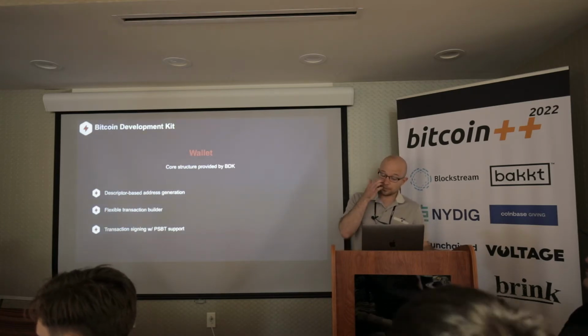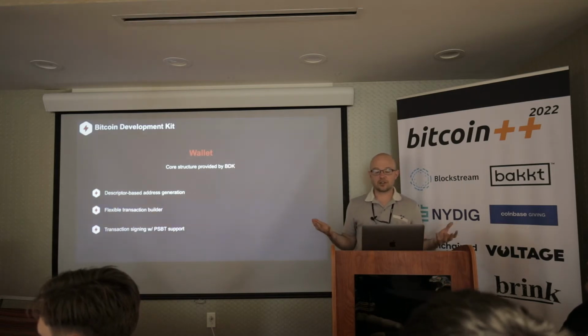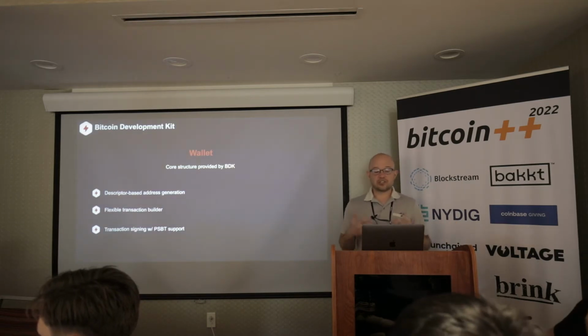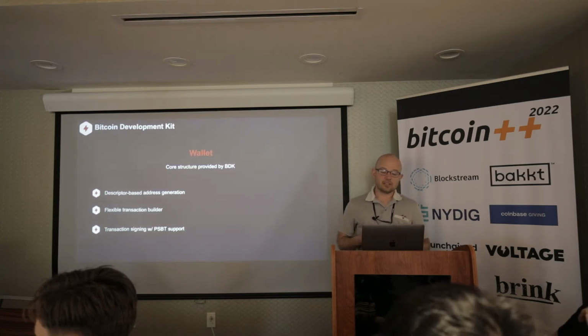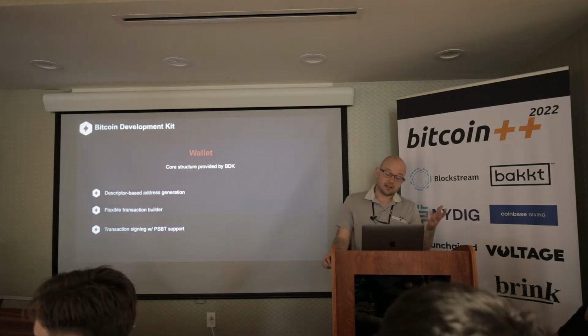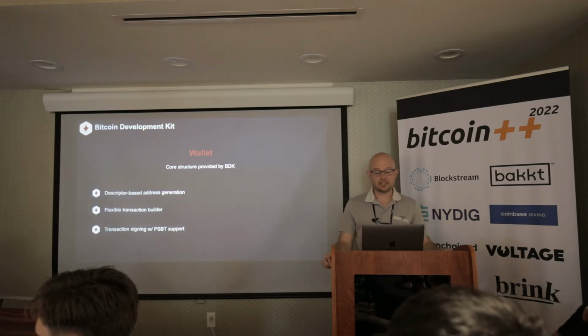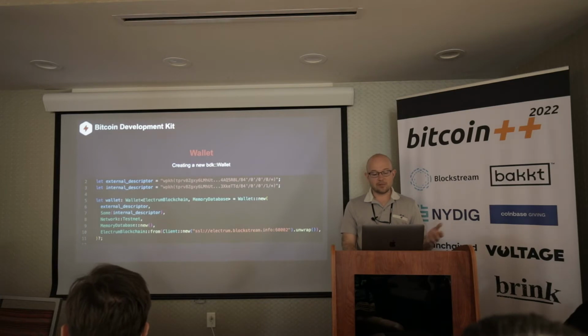And the core thing that BDK provides is this wallet structure, which is going to do the address generation based on your descriptors. It provides a flexible transaction builder, so as it sounds, you can build and construct transactions exactly as you want. And then it's going to do transaction signing for you. Let's walk through a couple of examples of what that might look like in BDK.